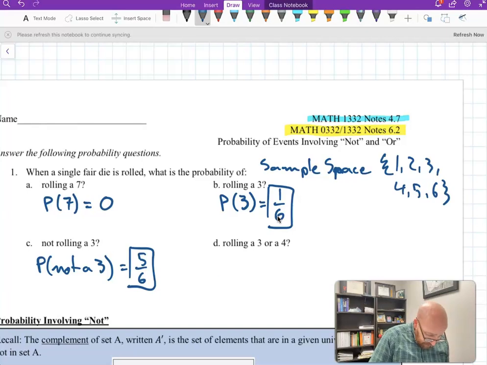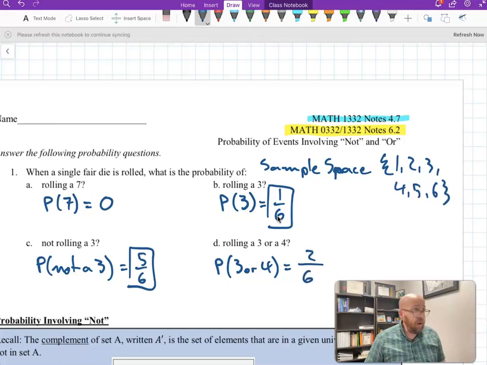What is the probability of getting a 3 or a 4? Well, there's one way to get a 3. There's one way to get a 4. So there's 2 ways to get a 3 or a 4. Our sample space is 6. 2/6 simplifies to 1/3.